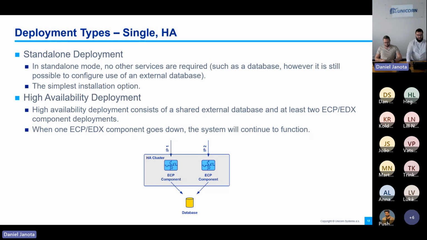And regarding the high availability deployment, at least two instances of the same component are needed, running in a high availability cluster, and they are connected to the same external database. The reason for a high availability deployment is that when one component goes down, the system will still continue to function without any outage.